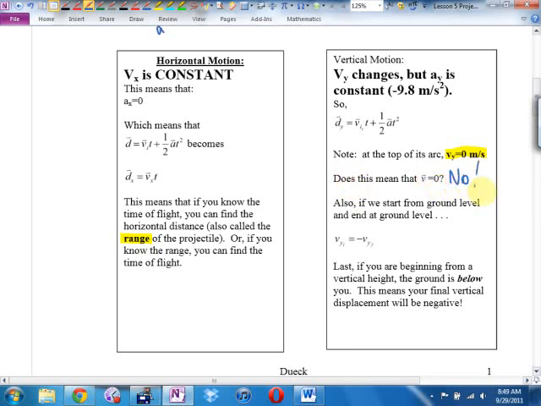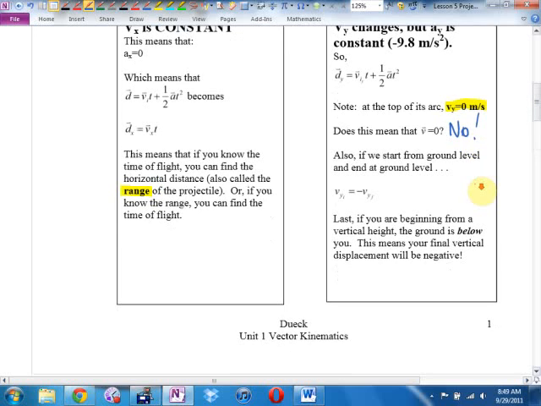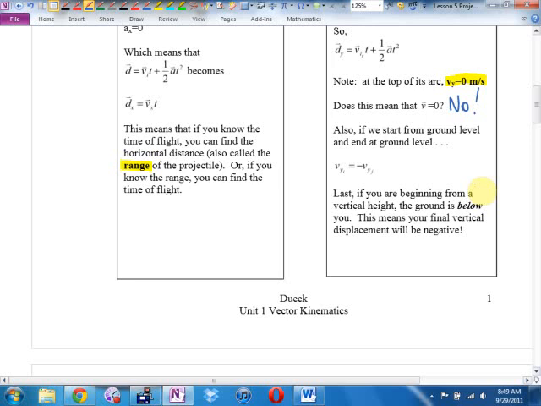Other handy things. If you start from ground level and end at ground level, your initial vertical velocity equals negative your final vertical velocity. What goes up must come down, and it comes down at the same velocity, as long as it's the same height, ground to ground. Lastly, if you're starting from a vertical height, like a cliff, the ground is below you, which means your final vertical displacement will be what, John? Negative.